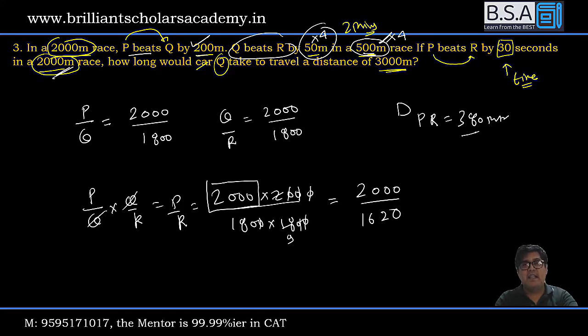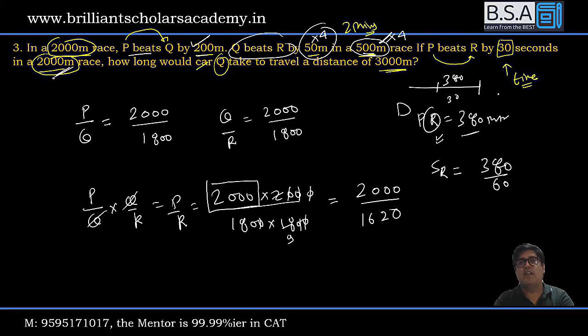Now, these 380 meters are covered by R. Do you remember? Whenever the defeating distance is given and defeating time is given, whose speed do we get? Speed of R. Speed of R will be 380 upon 30, as said. You don't have to do anything. Hold on. Don't divide. Don't create deliberate decimals. Don't do that to yourself.